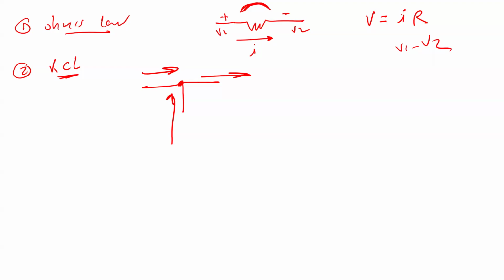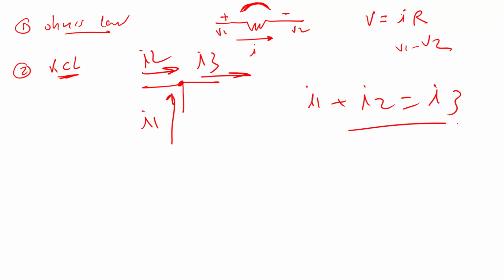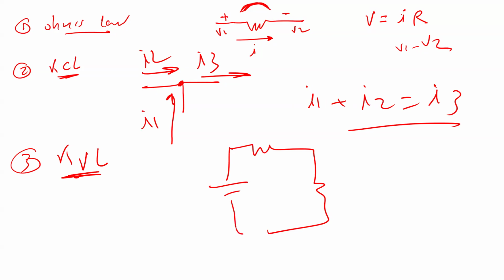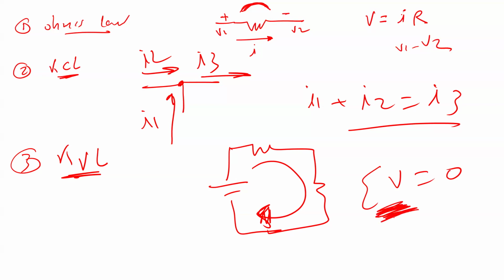Okay, so now I can get a relation between the different currents here. So I have I1, I2, and I3. In this case, we have two inputs, so I1 plus I2 should equal I3. Number three, Kirchhoff's voltage law. Here, for example, you have a branch this way, and for any loop, the summation of the voltages should equal 0. But you need to be careful about the polarity. You need to be careful about the polarity, okay?